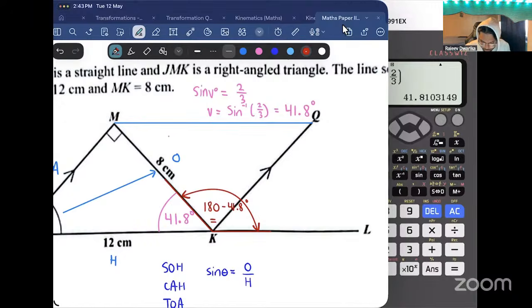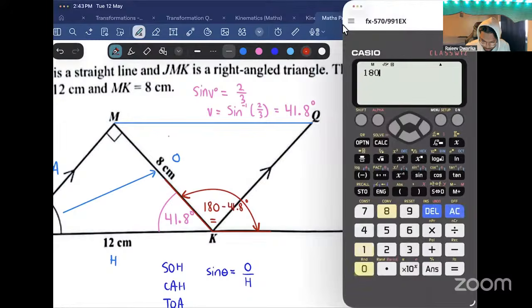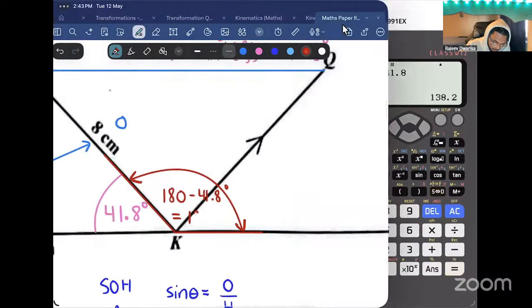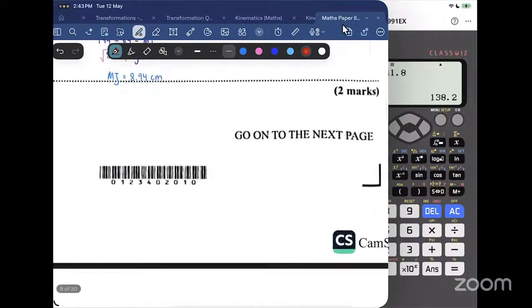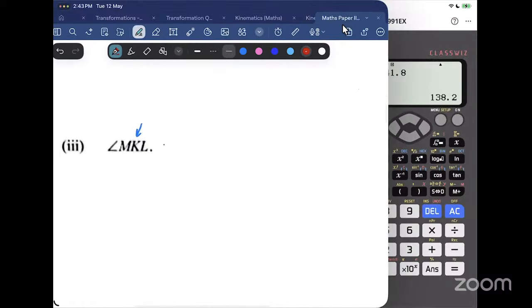Quick, guys. Quick. 180 minus 41.8. You get 138.2. Yeah, that's the answer.